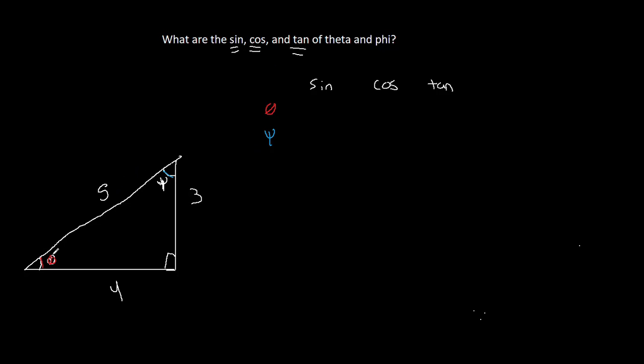So let's start off with the angle theta here. And let's go through sine, cosine, and tangent. So again, SOHCAHTOA, right? SOHCAHTOA. This is going to help us figure out what sides we need to use to calculate our sine, cosine, and tangent. So let's start with the sine of theta.